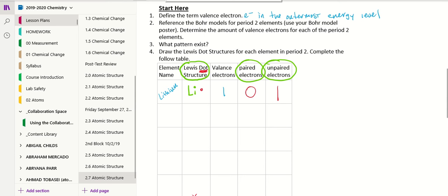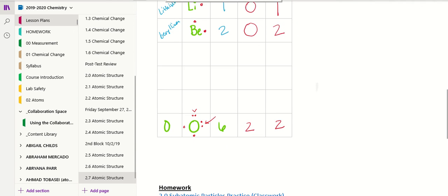So let's take a look at the next one. Beryllium. Be. Here is your rule. You have to go around 1 time before you can double up. So here I have 2 valence electrons. How many paired electrons do I have? 0. How many unpaired do I have? 2. Let's jump down to oxygen.